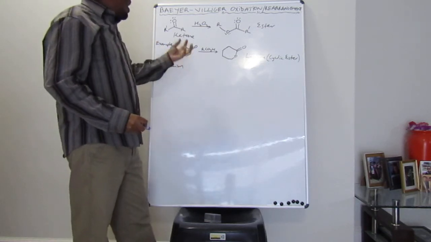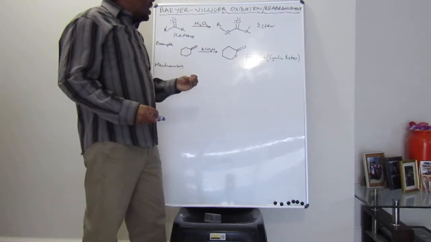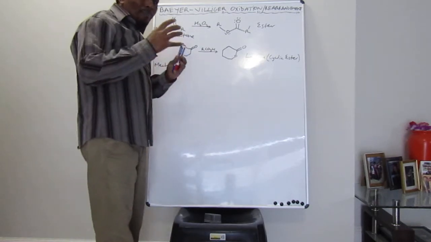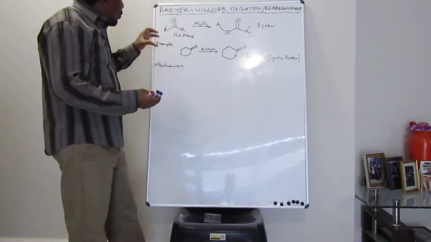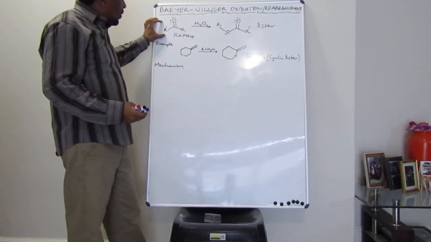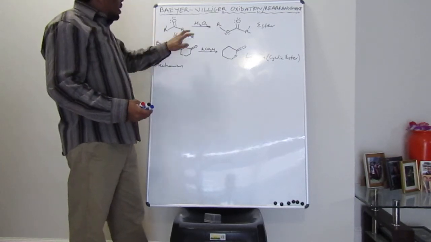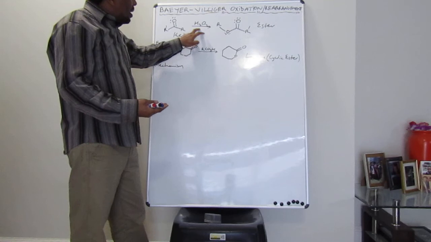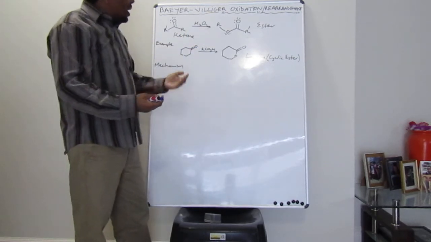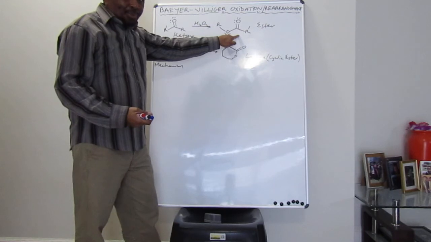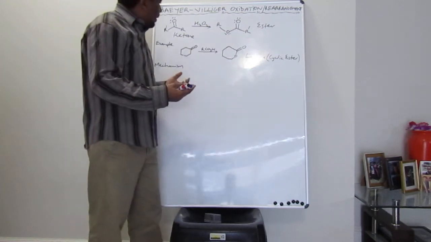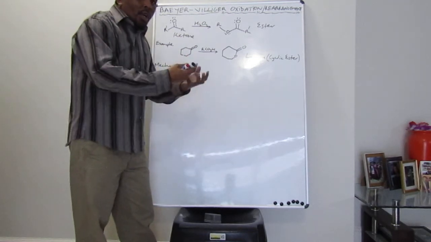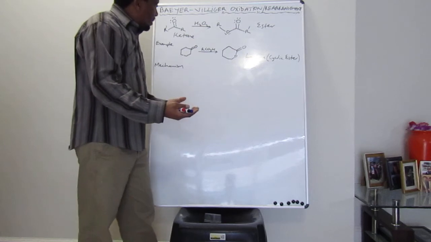We'll be looking at the Baeyer-Villiger oxidation or rearrangement. In this reaction, what basically happens is that you start with a ketone, which you treat with a peroxide, in this case hydrogen peroxide. Then what does that give you? That gives you an ester. This reaction can take place in the presence of an acid, or it can take place in the presence of a base.